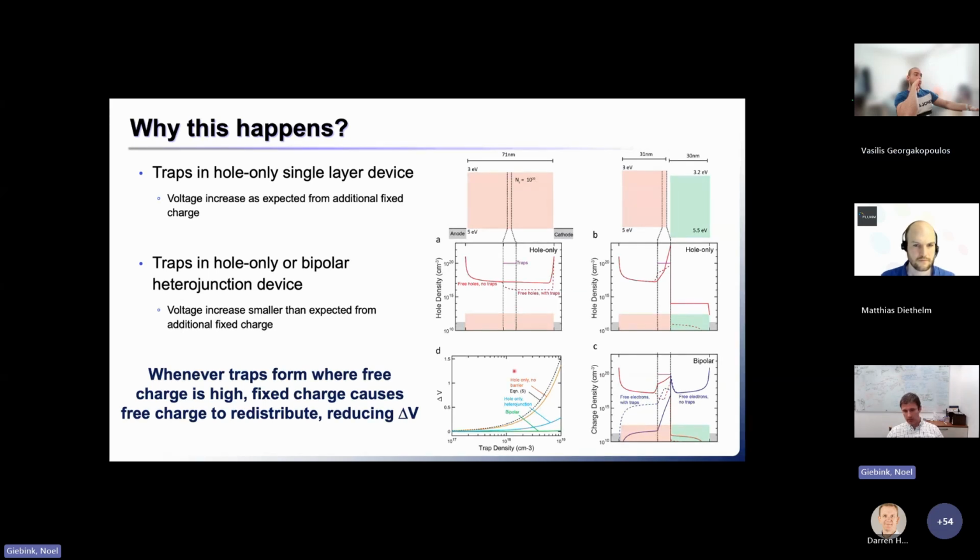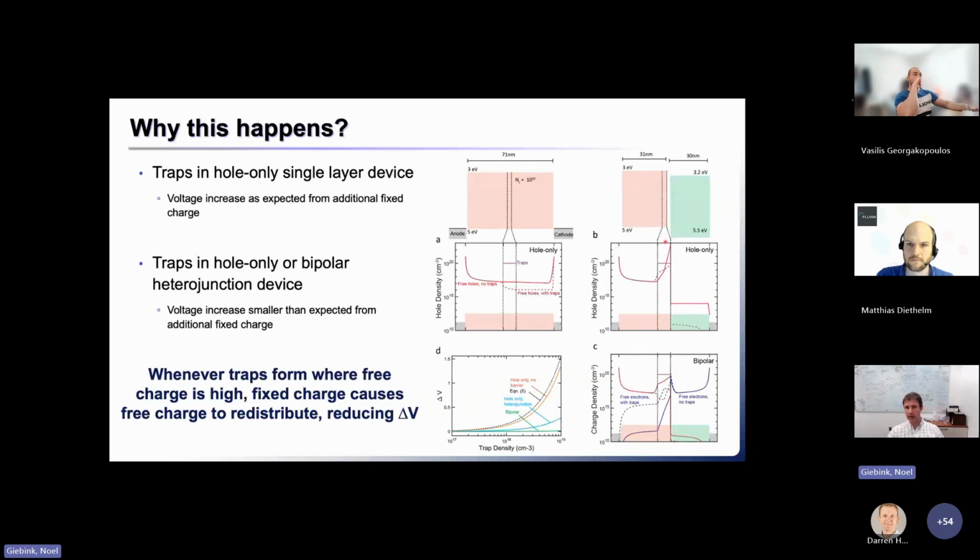Just running through a Poisson equation calculation, you predict a voltage increase that looks something like this, and that's in very good agreement with what you get from a drift diffusion model. But as soon as you put those traps near a heterojunction, where you're already accumulating a high density of free holes, your Poisson equation, just assuming the fixed charge from these trap states, no longer agrees with what you actually get from your drift diffusion simulation.